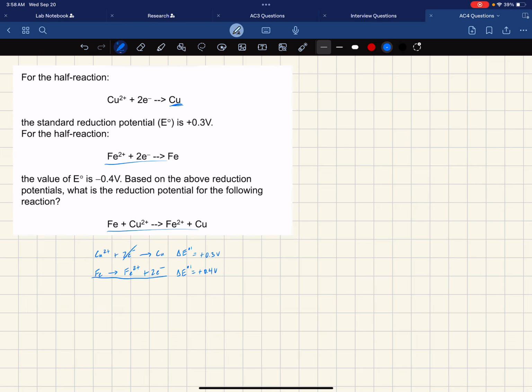And when we cancel out all our terms, we'll get the desired equation, which is iron plus Cu2+ yielding Fe2+ plus elemental copper. And then we add up the reduction potentials, and we'll get plus 0.7 volts. And that is our reduction potential.